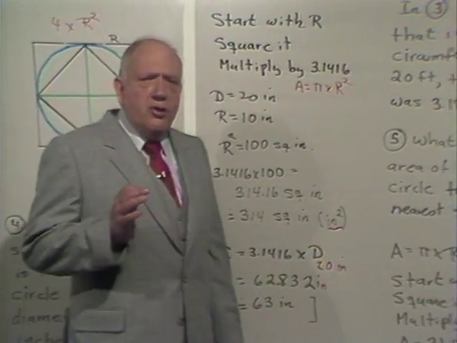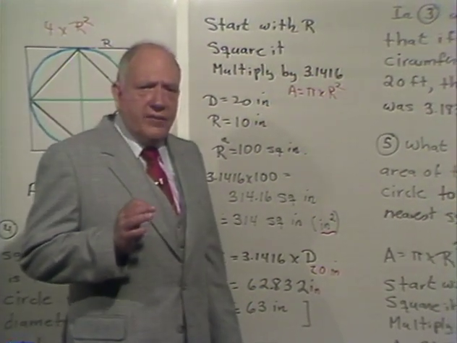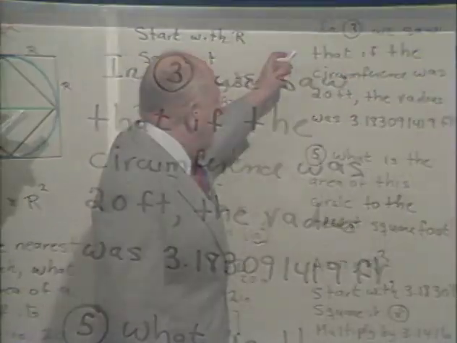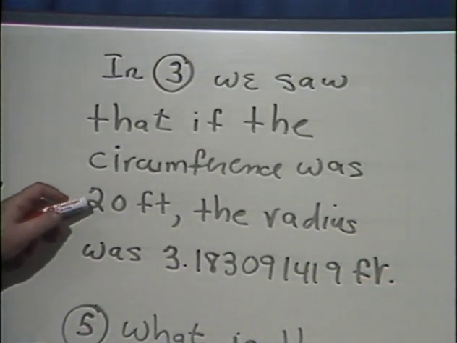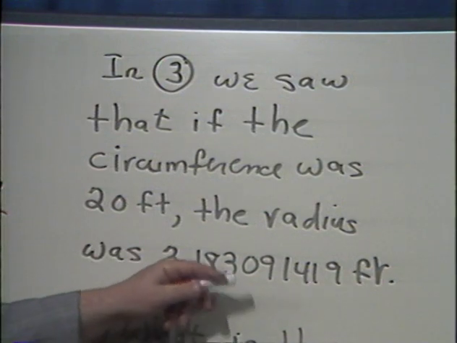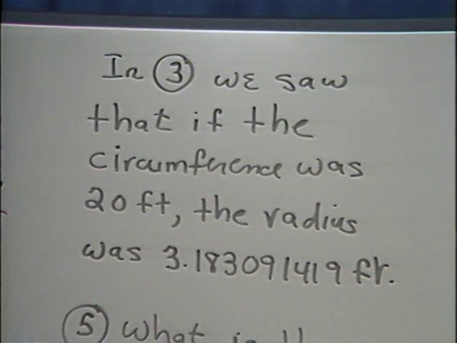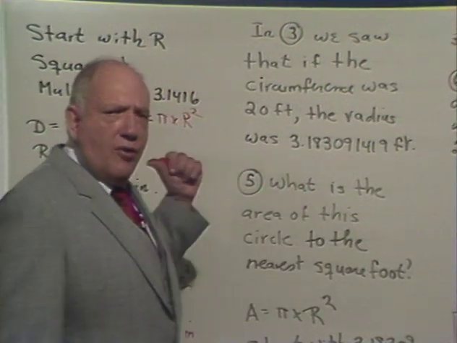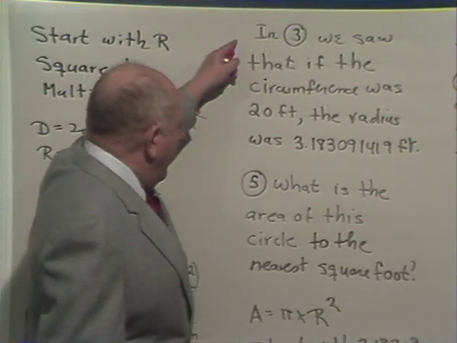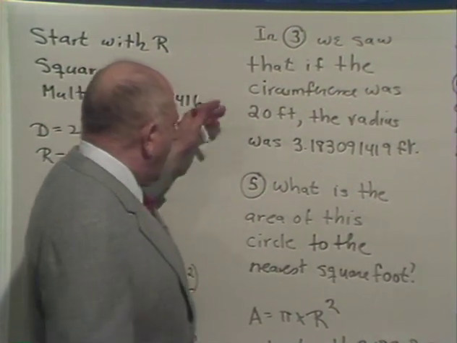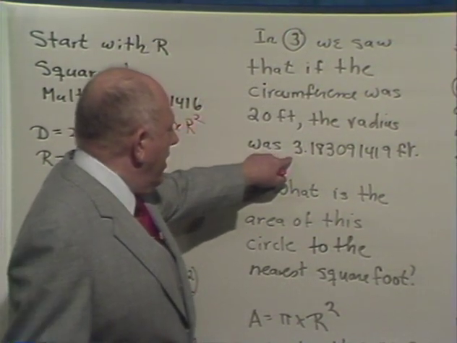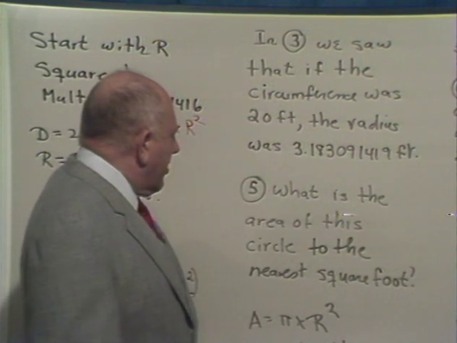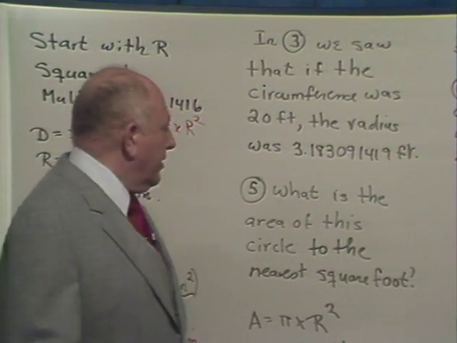Now, let me show you another definition of a circle that's kind of interesting. In problem number 3, we saw that if the circumference of the circle was 20 feet, the radius was 3.183091419 feet, whatever that came out to be. Okay, that's a given. I could have asked you to go back and look at that, but rather than have you get a headache flashing back over what's been done before, I just reproduced problem number 3 over here. Now, once I know this, can I find the area of the circle itself?